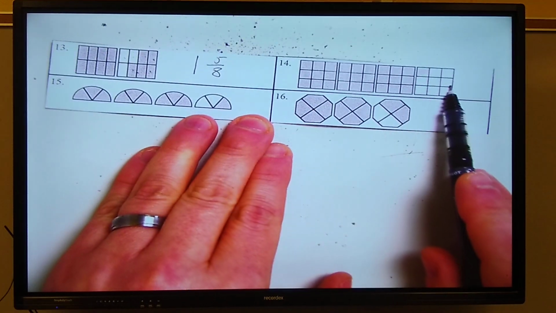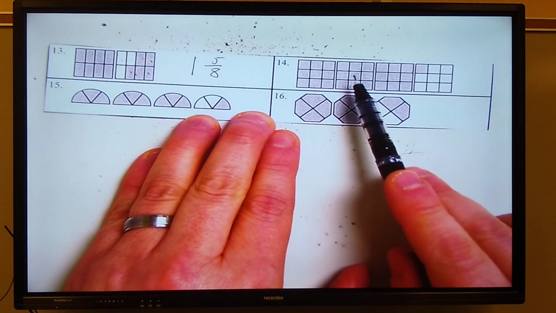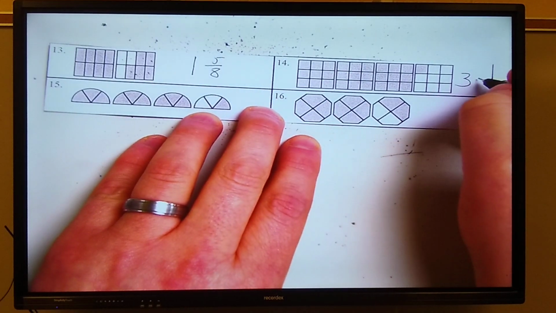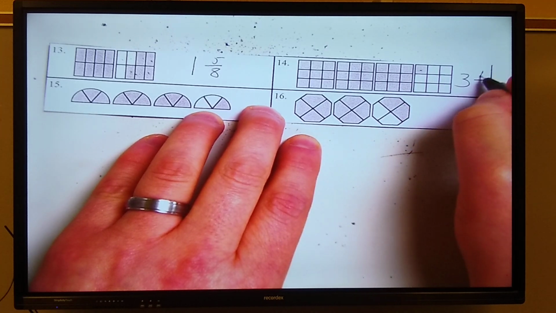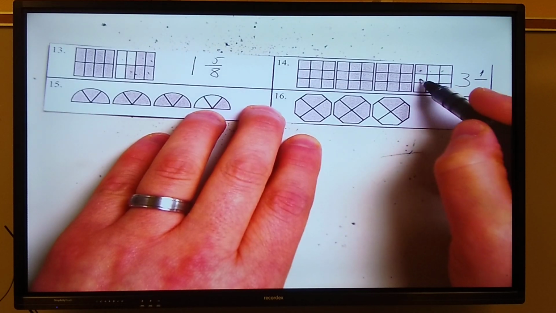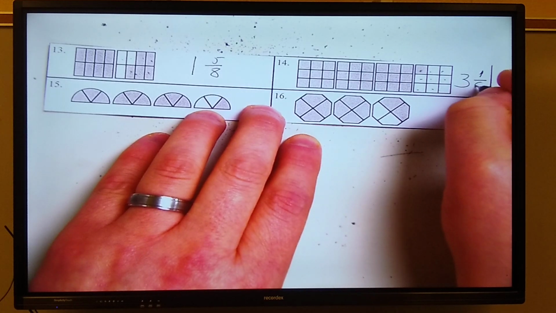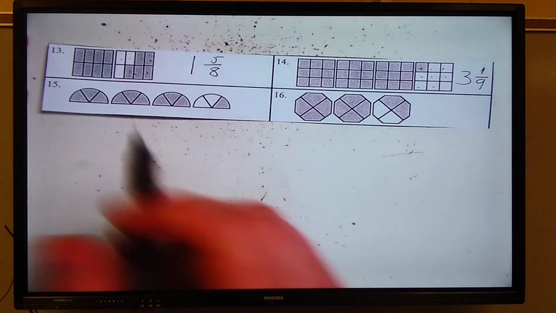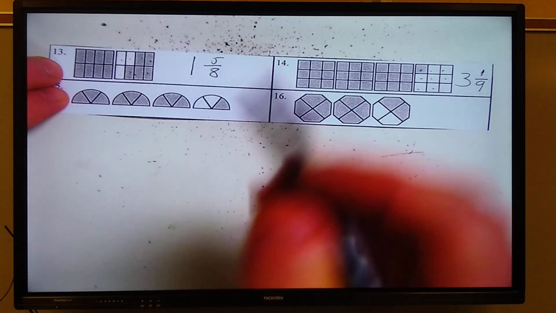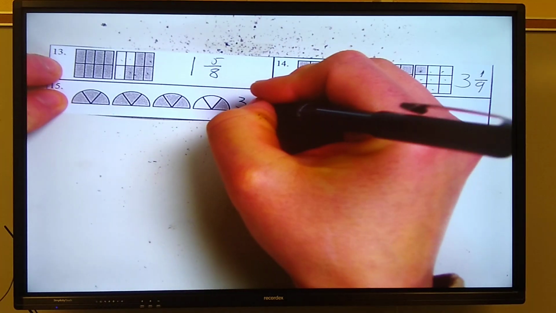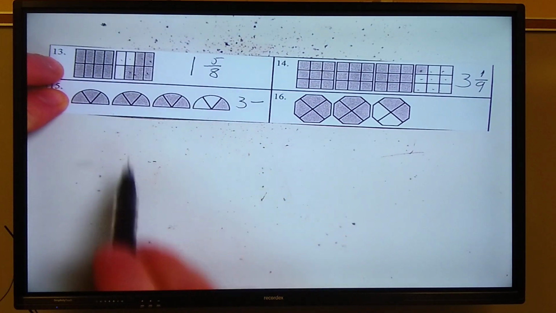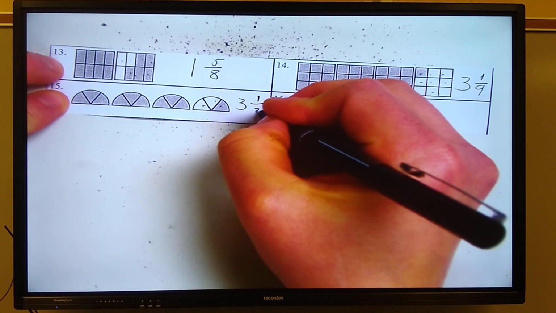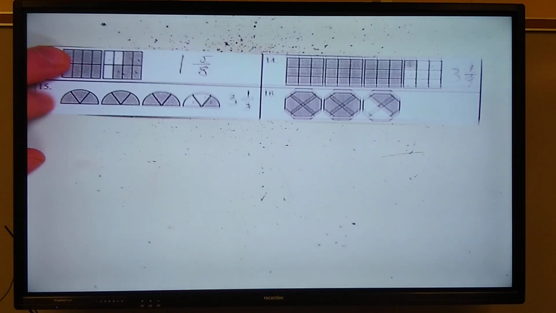The next one. Right here, how many are completely shaded in? 1, 2, 3. 3. Now, the fraction. 1 is my numerator. My denominator, 1, 2, 3, 4, 5, 6, 7, 8, 9. 3 and 1/9. This one, 1, 2, 3 are completely shaded in. This one will reveal my fraction. 1 is my numerator. My denominator, 1, 2, 3. 3 and 1/3.